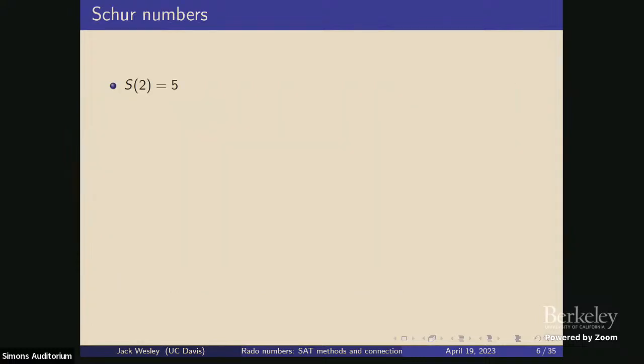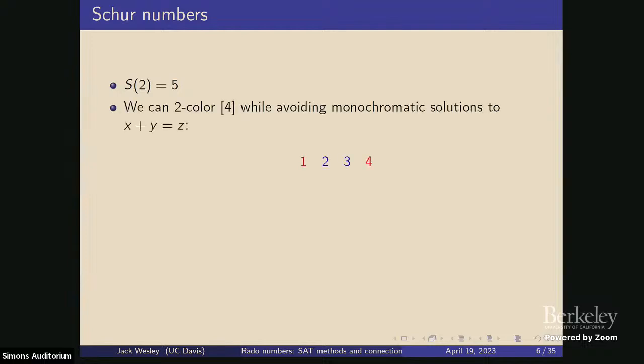Okay, so just as a few very simple examples of this, S(2) happens to be 5. It's not hard to convince yourself that if you color 1 through 4 in this way, then you avoid monochromatic solutions to x plus y equals z. But it turns out no matter what you do for 1 through 5, you will get stuck. And you can keep going.